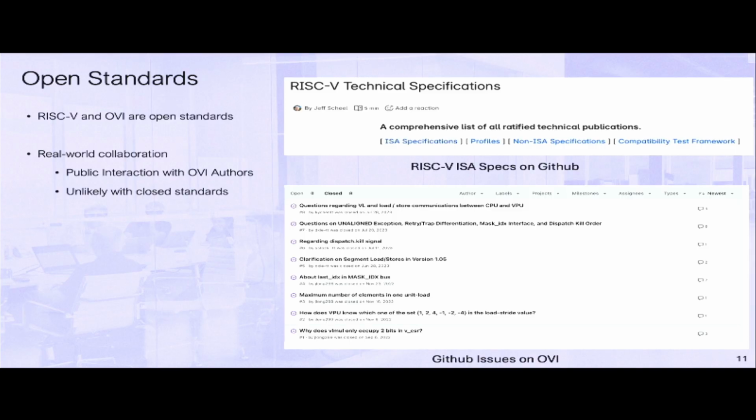Open standards also promote collaboration and longevity. Because OVI is an open protocol, any team building a vector unit or scalar core can adopt it, and know they'll be compatible with others. This makes the ecosystem stronger as a whole.